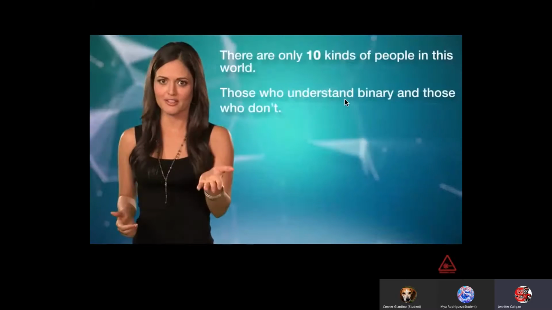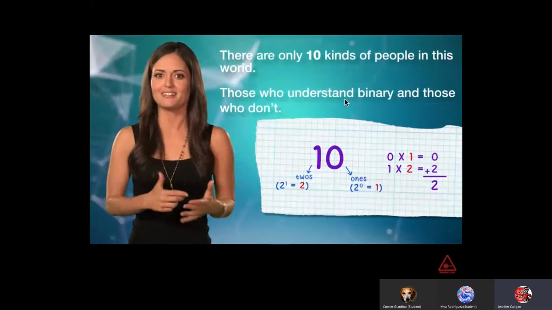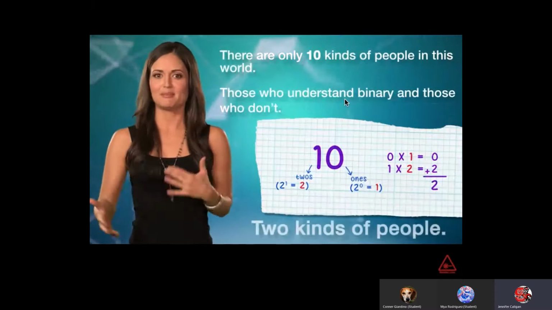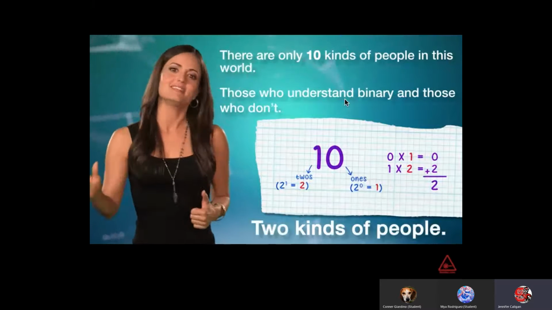Oh, and by the way, now you totally understand this joke, right? Because what's 1, 0 in binary? 2. So there's 2 types of people. Get it? Just nod and smile.